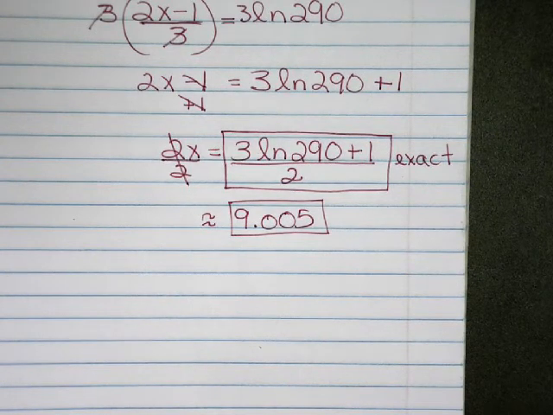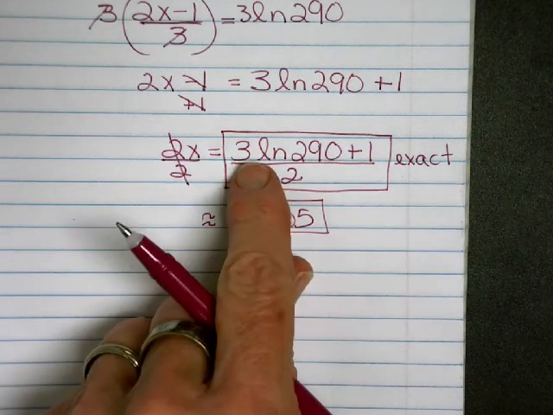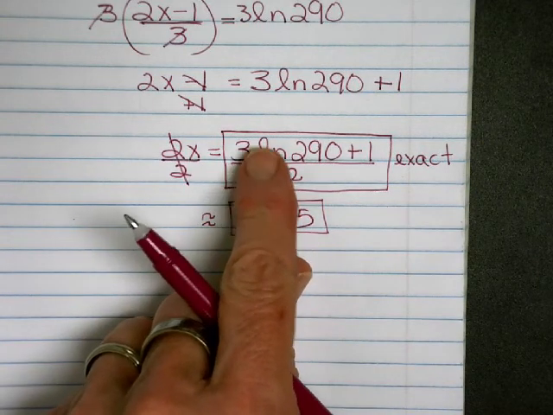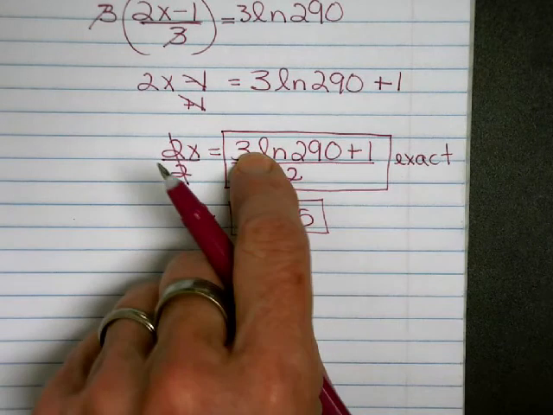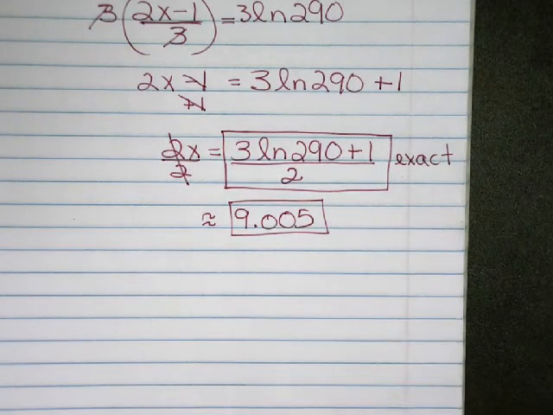I believe you can just write 3 next to the ln. You don't have to put a sign, you don't have to put a dot or a star or anything like that. You can just put 3 ln, which means 3 times natural log.